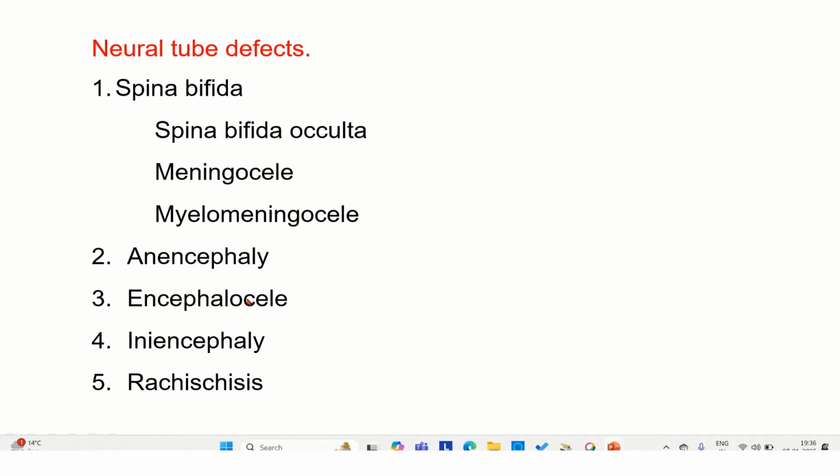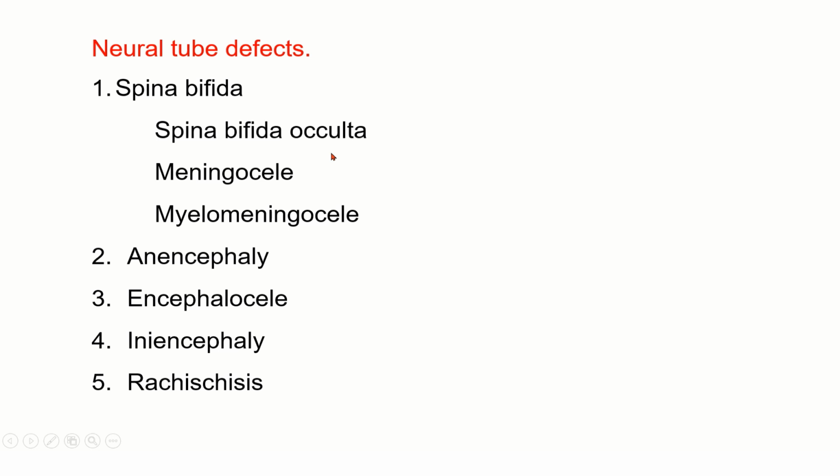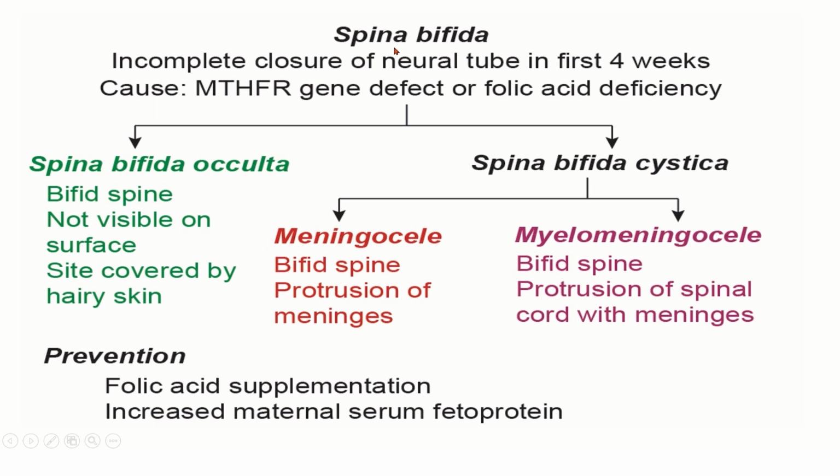So these are the commonest neural tube defects. Spina bifida, which is of 3 types: occulta, meningocele, meningomyelocele. Then anencephaly, encephalocele and rachischisis. You can see here, spina bifida is categorized into 3. First it is spina bifida occulta, where the bifid spine is not visible on the surface, the site covered by hairy skin. Then spina bifida cystica, which has 2 parts, meningocele and meningomyelocele. Meningocele means only meninges will come out, whereas in meningomyelocele, both meninges and spinal cord will come out. So prevention is folic acid supplementation, and it can be diagnosed by maternal serum alpha-fetoprotein.